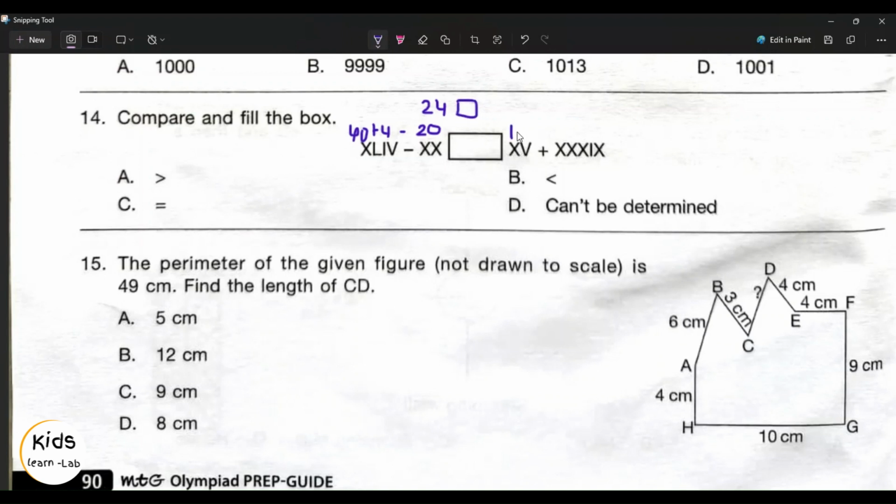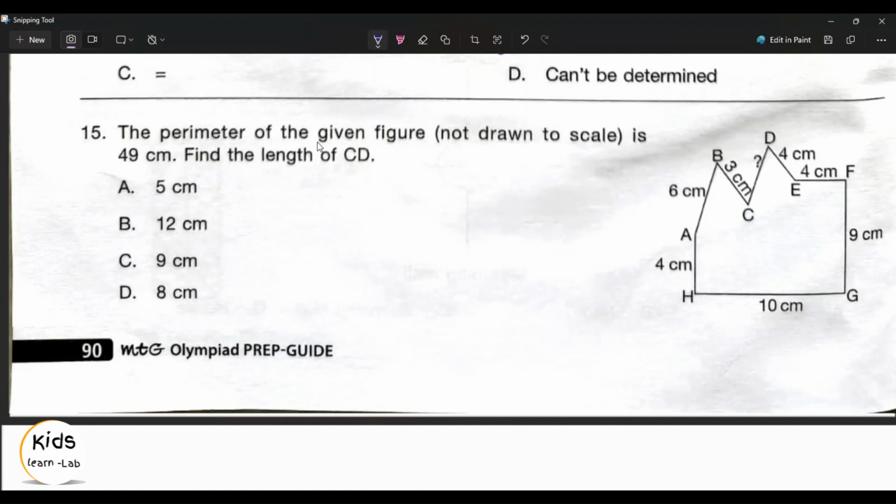XV is nothing but 15. X plus X plus X is 30. IX is nothing but 9. So 15 plus 39, 54. So 24 is less than 54. Option B is the right answer, children.